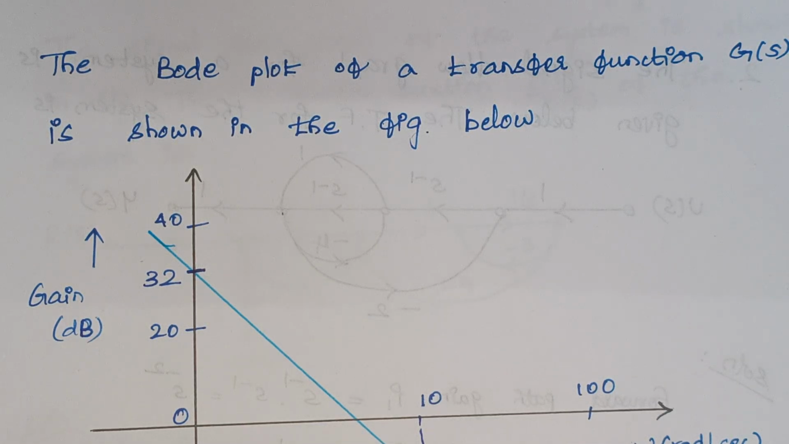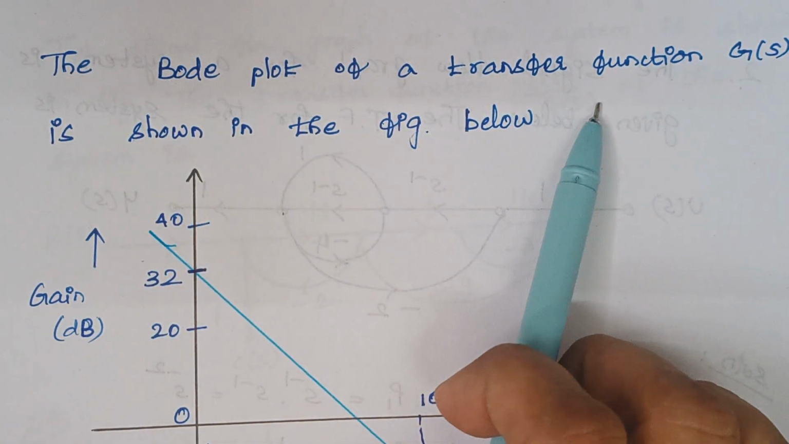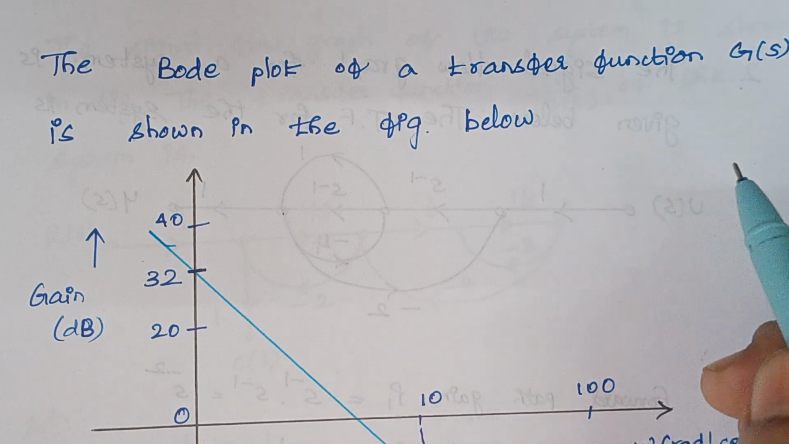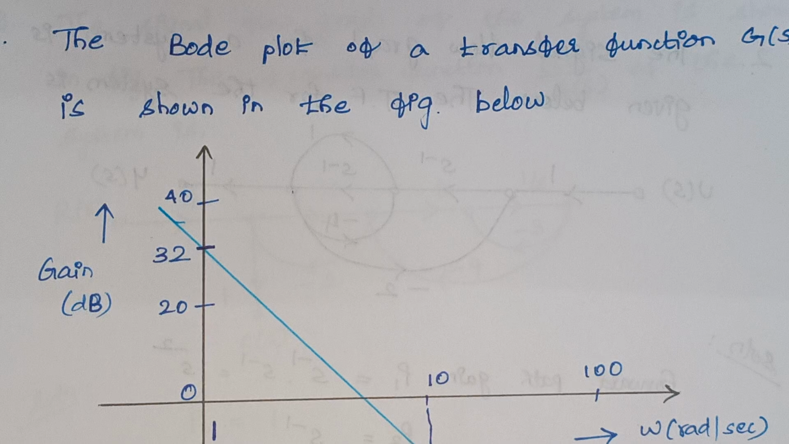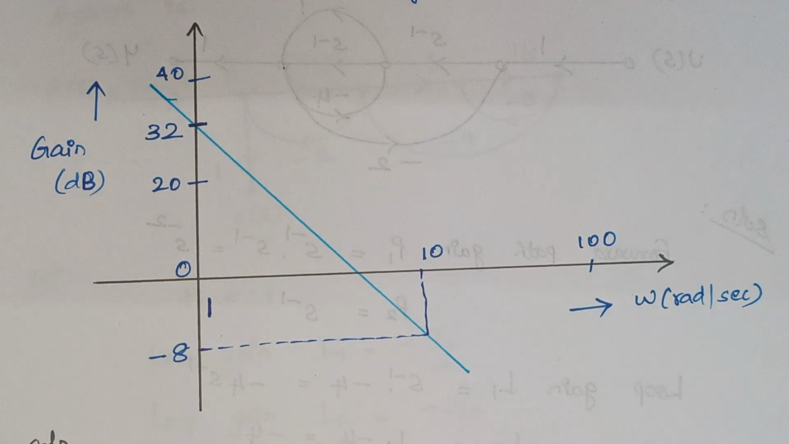Today we are going to solve GATE questions related to Bode plot and signal flow graph. The first problem: the Bode plot of a transfer function G(s) is shown in the figure below. Find the transfer function. So this is the plot which is given as a problem. Here in this case we have to go in the reverse procedure.